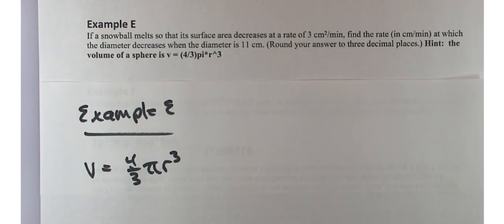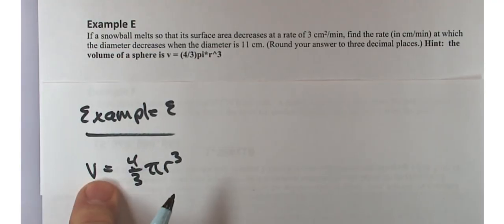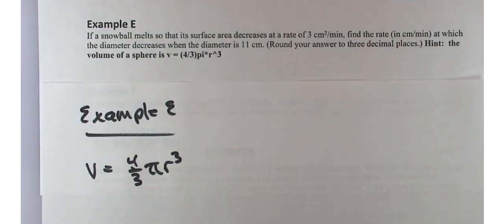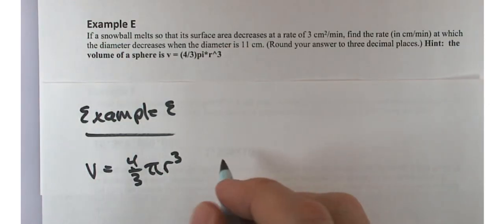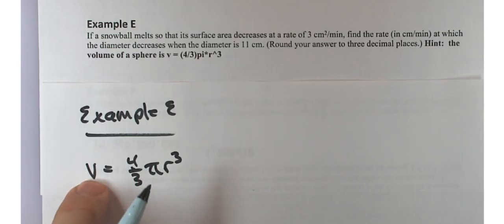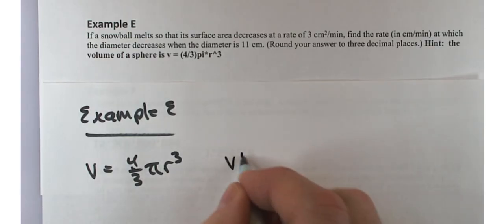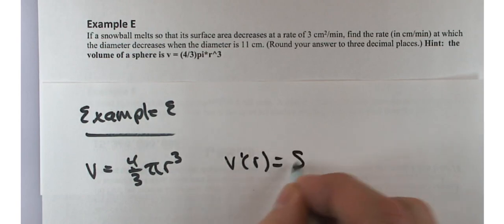So, okay. Now, this formula talks about the volume. But if you think about how the volume of a sphere changes, think about blowing up a balloon or inflating a basketball, the volume is changing right at the surface. So the change in the volume with respect to the radius is actually going to give you the surface area. So let's differentiate this with respect to r, and that V prime of r is actually going to be the surface area.